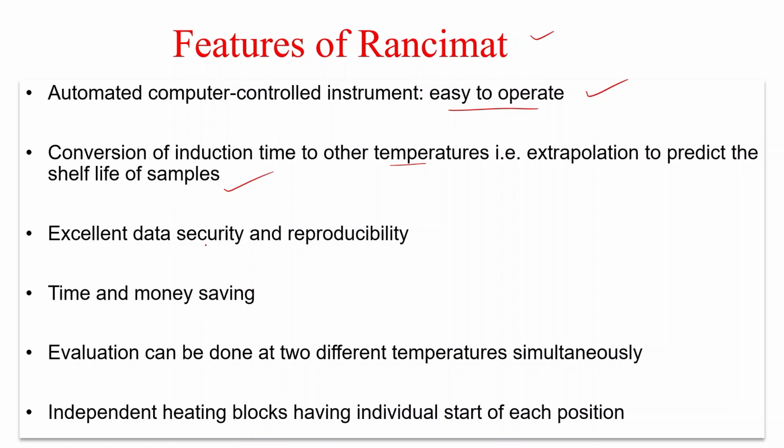So it has excellent data security and reproducibility. So every time you can have the same results. There is time and money saving. Obviously so much time has been saved, and not much equipment is needed, only the initial cost of the equipment. Otherwise no major consumables are required for the equipment. Evaluation can be done at 2 different temperatures simultaneously. As I've told you, there are 2 heating blocks in the Rancimat, so we can analyze the sample at 2 temperatures simultaneously. So independent heating blocks have individual start for each position.